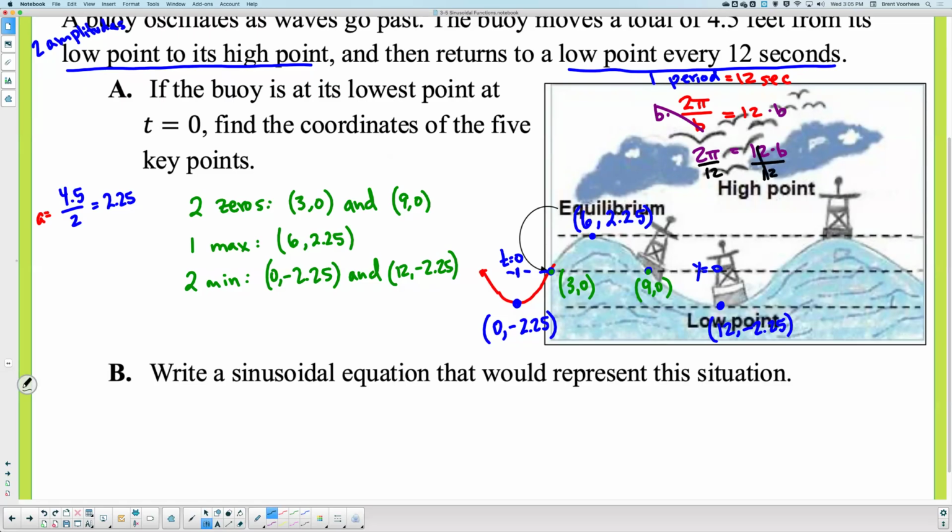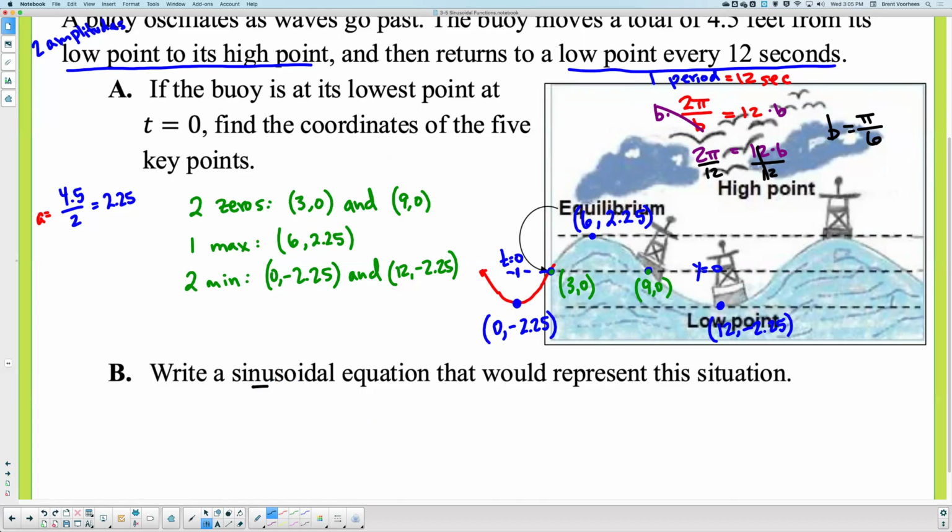And just like that, we can determine that b is equal to... 2 goes into 12 6 times, or said another way, 2 over 12 is 1/6. This is pi divided by 6. That's our b. Since I'm starting at the minimum, I'm going to call this a cosine function. And I want to make a be a negative number because I'm starting at the min.